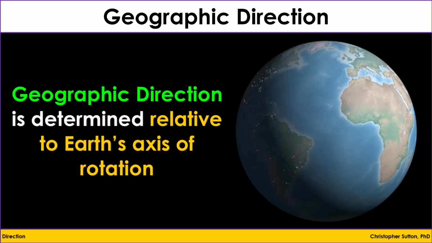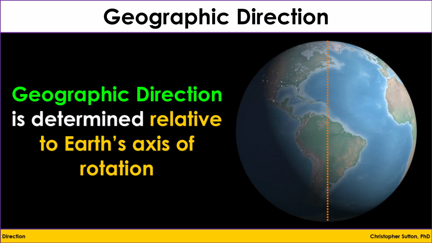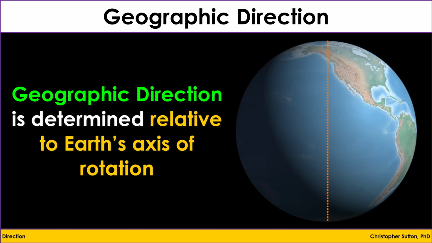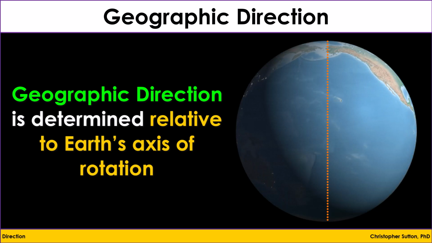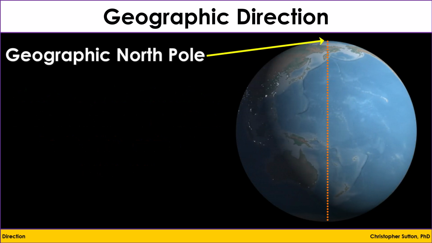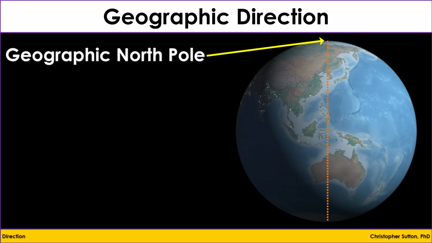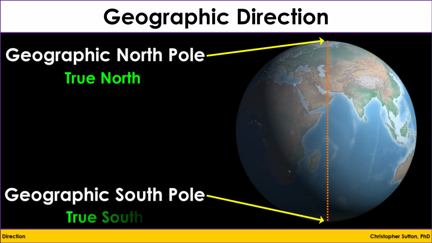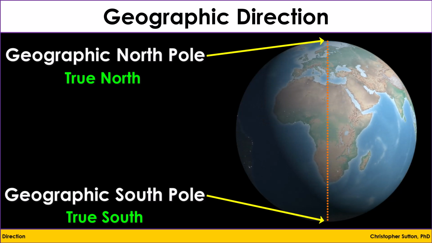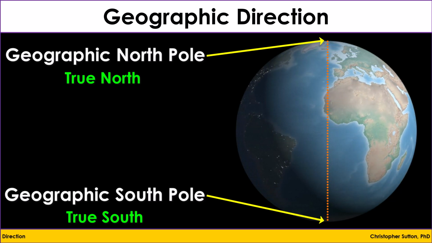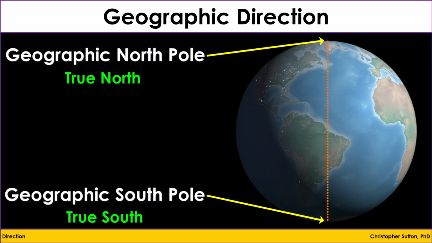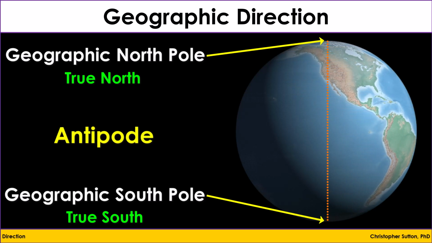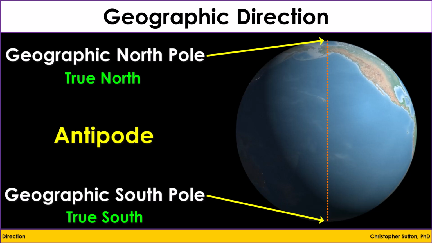Geographic direction is determined relative to Earth's axis of rotation. There are two key reference points in geographic direction, and these are where the axis of rotation intersects Earth's surface. In the northern hemisphere, we have the geographic North Pole, also referred to as true north. In the southern hemisphere, we have the geographic South Pole, or true south. These two points are exactly opposite each other on Earth. The term given to when points are diametrically opposite each other on either a circle or a sphere is antipode. Thus, the geographic North Pole is the antipode of the geographic South Pole.